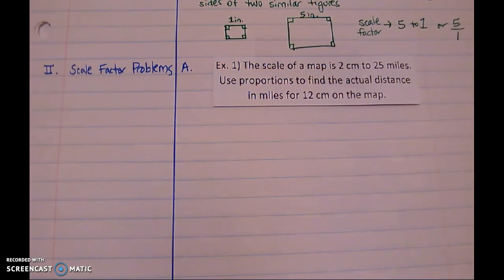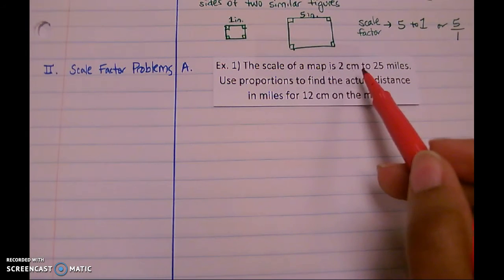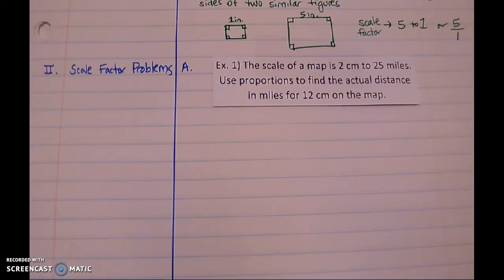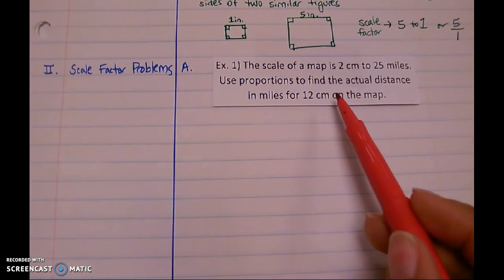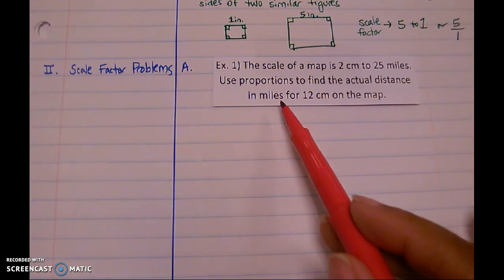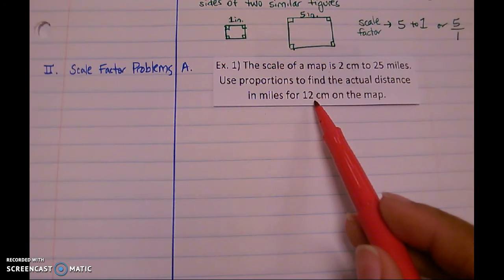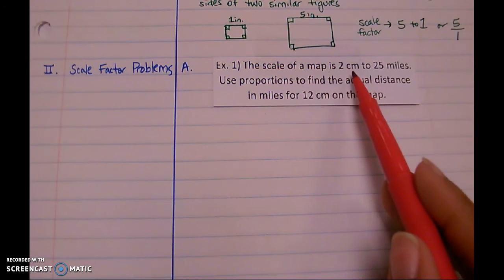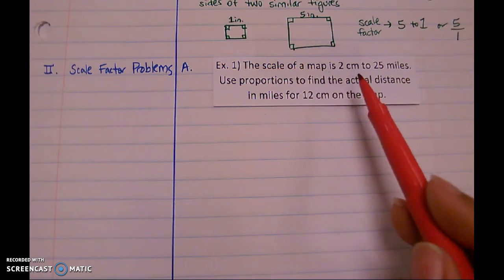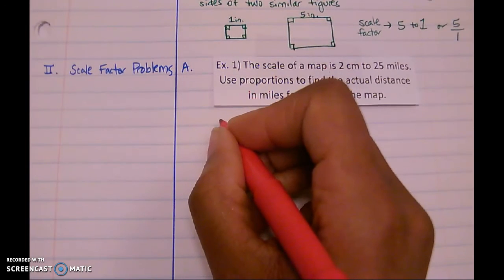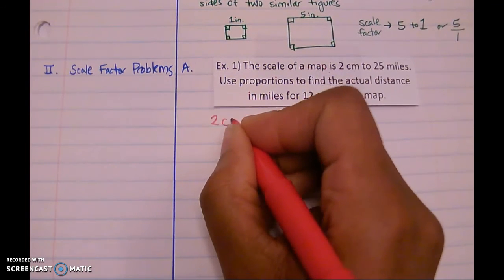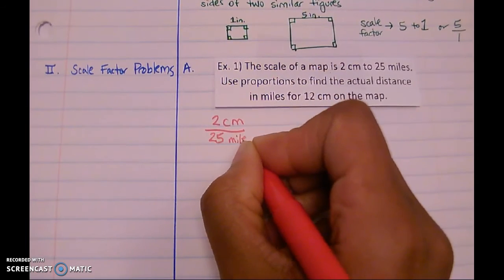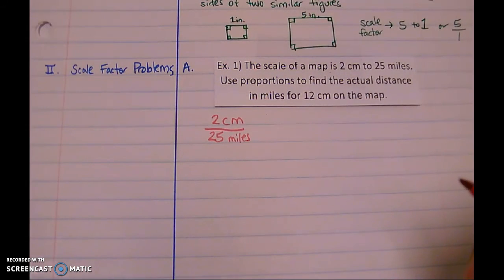Okay, so the problem says that the scale of a map is 2 centimeters to 25 miles. Okay? Use proportions to find the actual distance in miles for 12 centimeters on a map. So, they've given us the scale factor. The scale factor here is 2 centimeters to 25 miles. Okay? That's the scale factor.